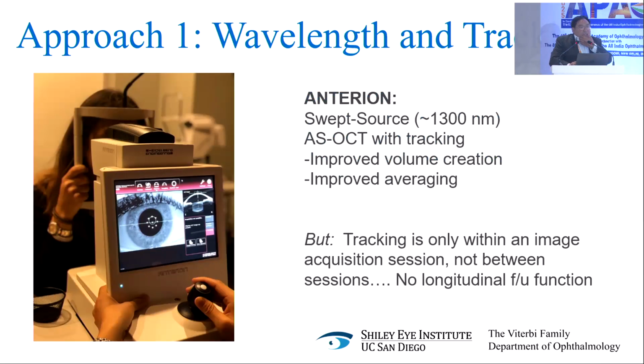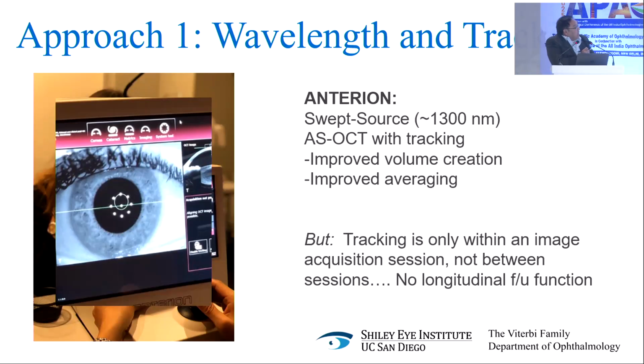Here's one option. Start changing the wavelength and add tracking. So this is the anterior for Heidelberg Engineering. I have disclosures. They let me borrow a device for the purposes of research. So I have a conflict here. 1300 nanometer wavelength lets you image deeper. This is also the first anterior segment OCT with tracking that they know what's going on.